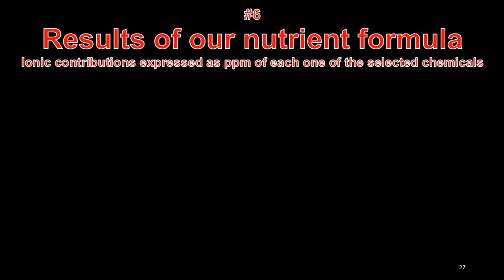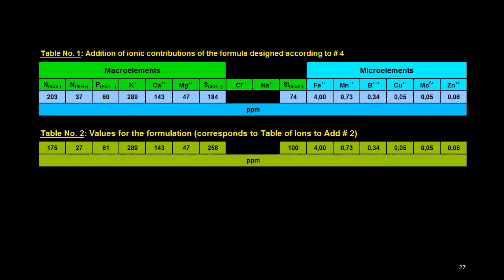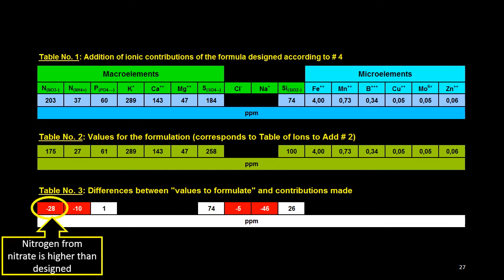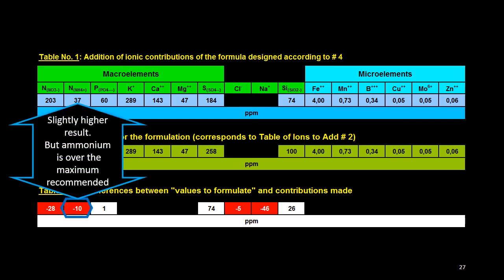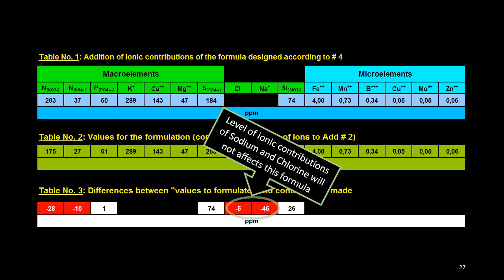In sheet number 6 there are 3 important tables. The upper one shows the ionic contributions reached by the formula obtained. The second one displays the values we really wanted to get. The third one shows the differences between both previous charts. Red cells with negative values mean too much of that ion. A white cell shows we are short of it. The level of sodium and chlorine is low. It does not affect the example formula. Silicon is also inside limits.